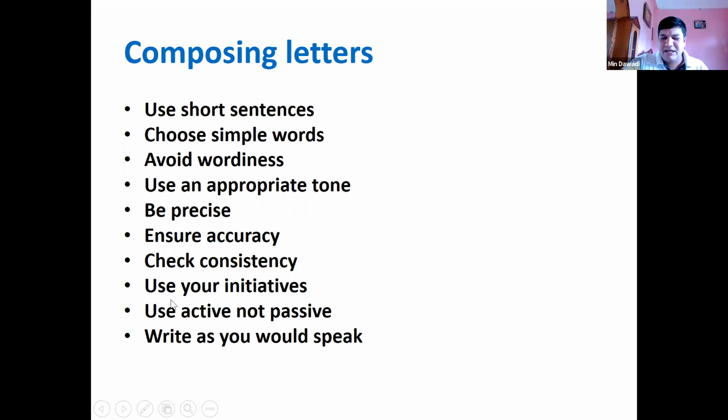Use your own initiative. For making your writing effective, your own initiative is necessary. Use active voice, not the passive voice. We have discussed this already. And write as you would speak, which means write in a conversational manner, in simple language. हामी बोल्दा जसरी बोल्छौं त्यसरी नै लेखौं भनेको यसको अर्थ चाहिँ फेरि जे पायो त्यही लेख्ने भन्न खोजेको होइन कि सिम्पल ल्याङ्ग्वेजमा कन्भर्सेसनल ल्याङ्ग्वेजमा लेख्ने. बोल्दाखेरि हामी एकदम साहित्यिक तरिकाले it's difficult to use that language in natural conversation.